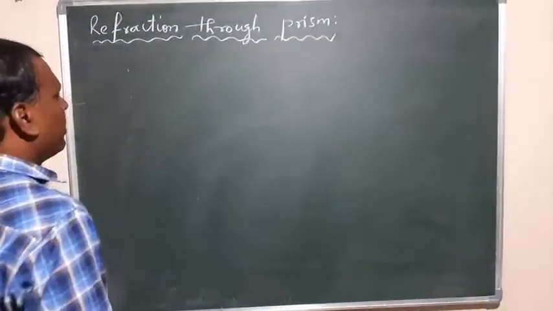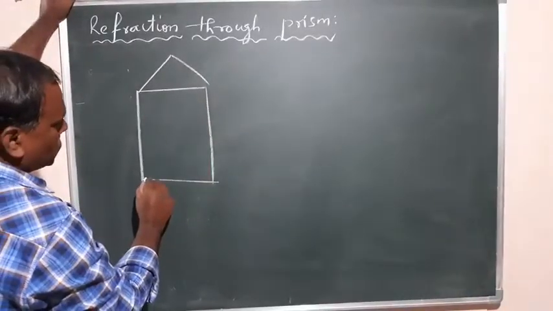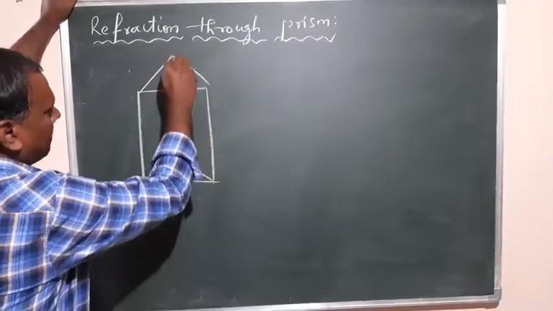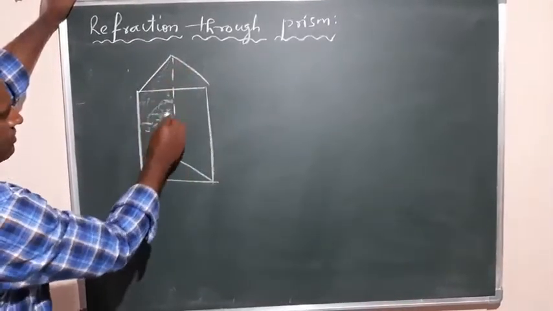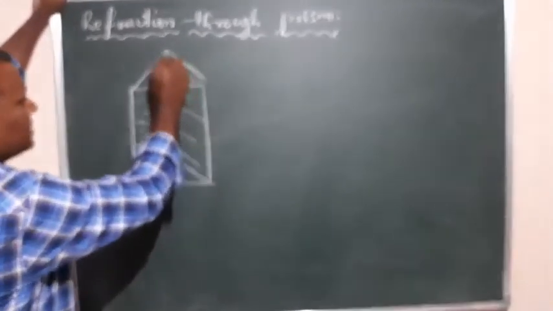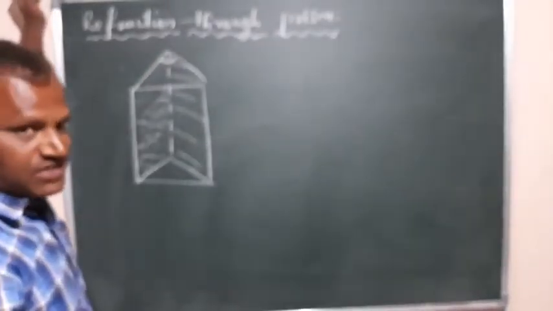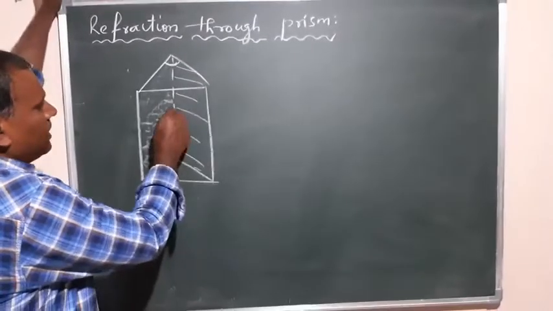Generally you can observe it like this, you can see here. So this is one of the refracting surfaces, and this is another refracting surface. Between these two the angle is there. This angle is called the refracting angle, or the apex. What is it called? Apex. Generally we can take a triangular section.